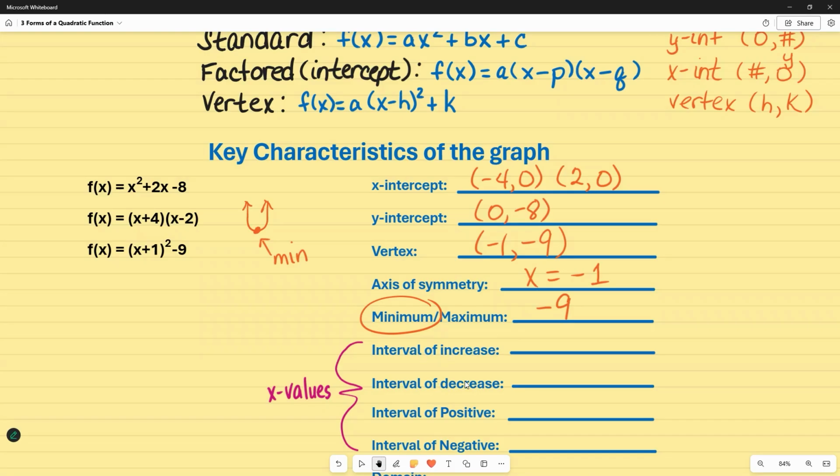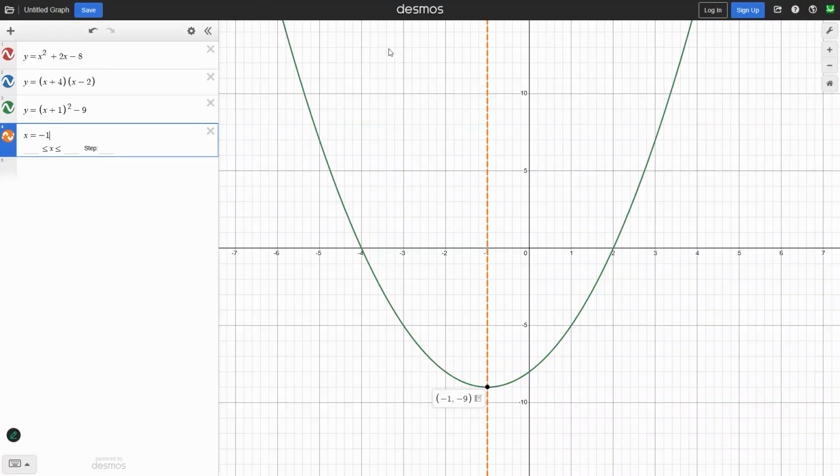Interval of increase, decrease, positive, and negative are all your x values. However, it can be confusing if you're looking at the direction of your arrows. We always want to come from the left, which is -infinity, and go towards the right, which is +infinity, because we're looking at our x values. So when I ask you where it is increasing, this is not increasing. This is decreasing. I'm going down. If I'm using my finger or my pencil, I'm decreasing. But at this point, I start to increase.